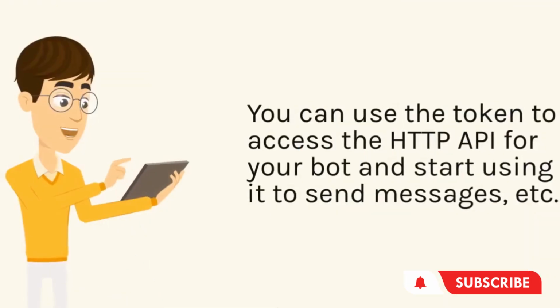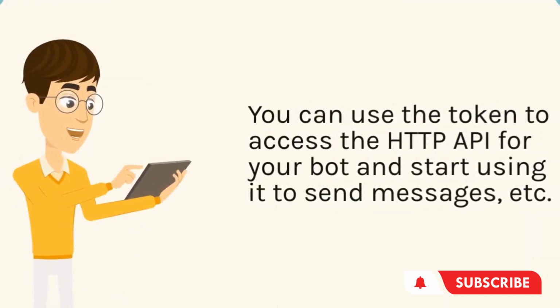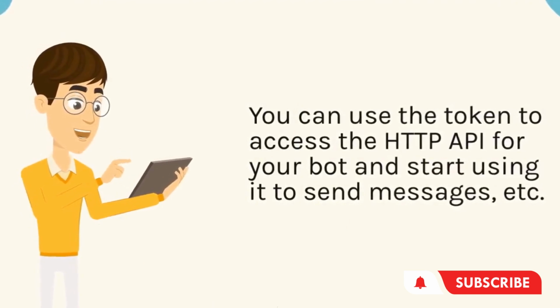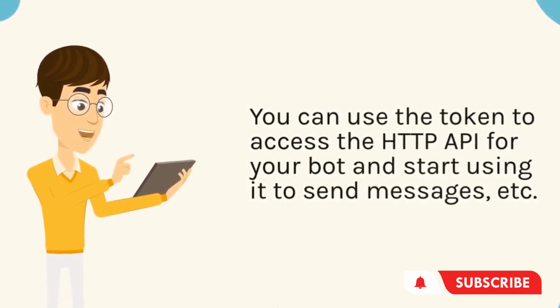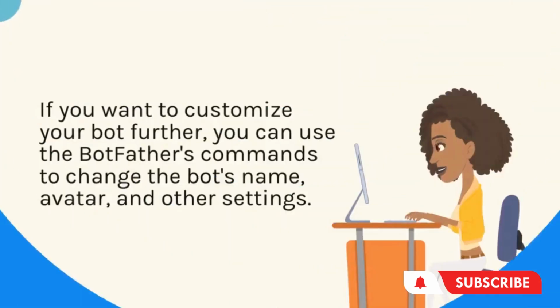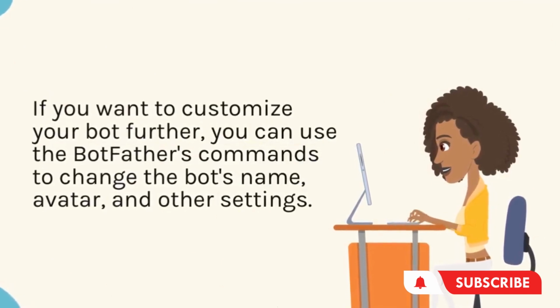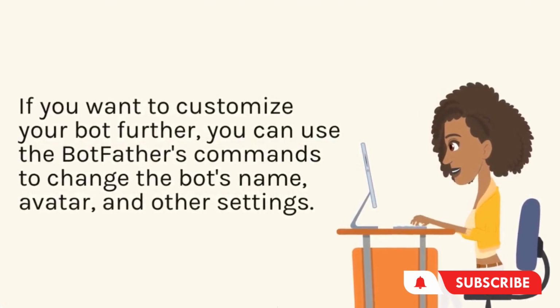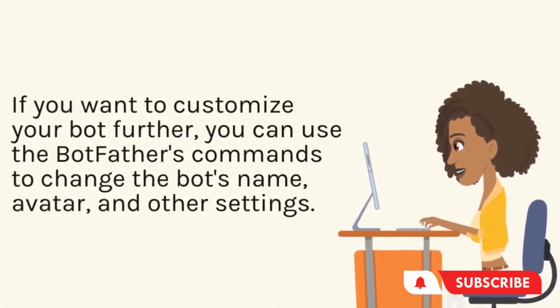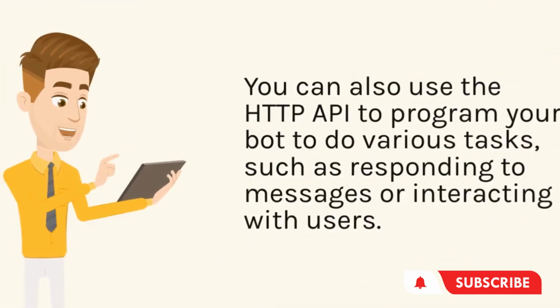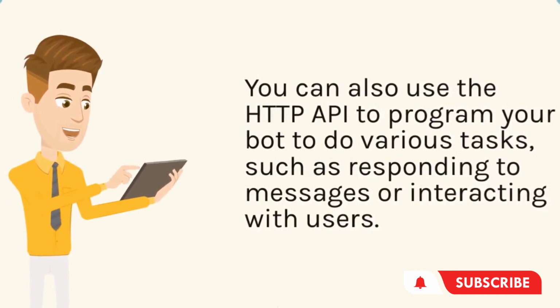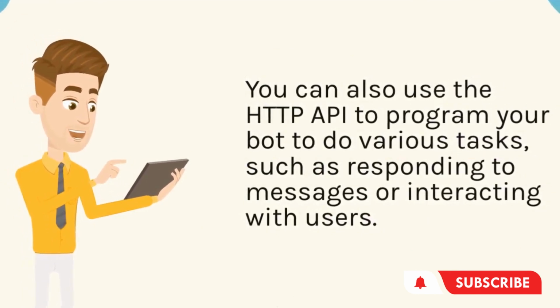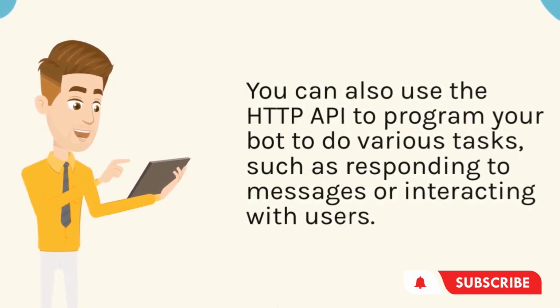You can use the token to access the HTTP API for your bot and start using it to send messages, etc. If you want to customize your bot further, you can use the BotFather's commands to change the bot's name, avatar, and other settings. You can also use the HTTP API to program your bot to do various tasks, such as responding to messages or interacting with users.